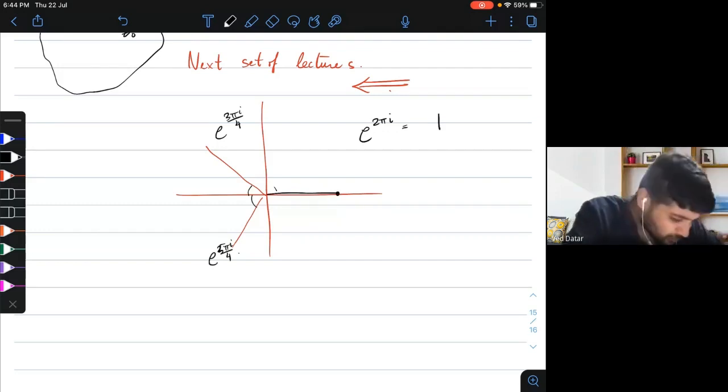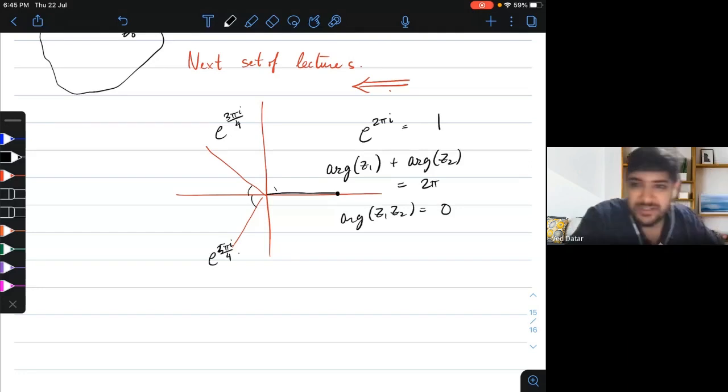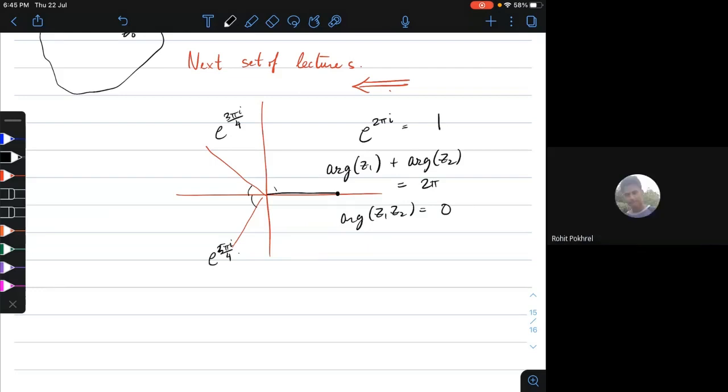Did I do this correctly? Yeah, right. So in other words, the sum of the arguments is actually equal to 2 pi, but the argument of Z1 Z2 is actually 0. So of course, this is not true. These simplistic formulae that we study in high school are not quite correct. You have to be a bit careful when you deal with arguments, right? Rohit, does that answer your question?